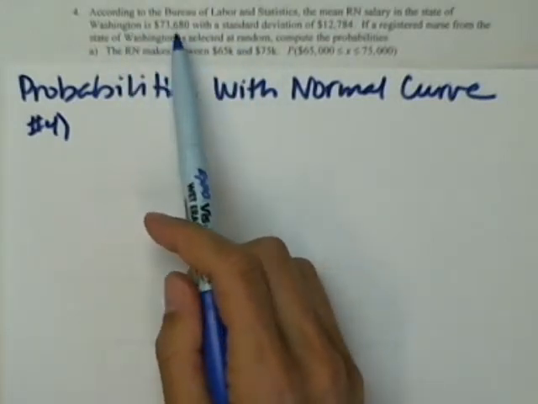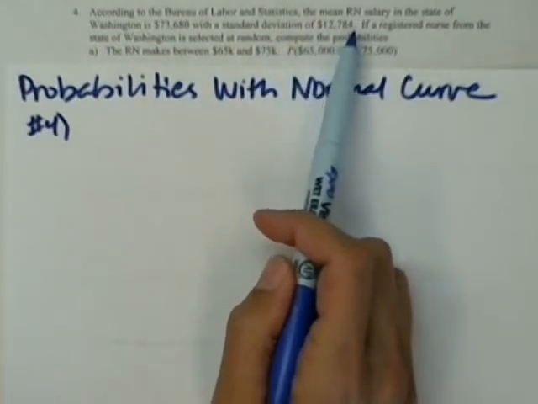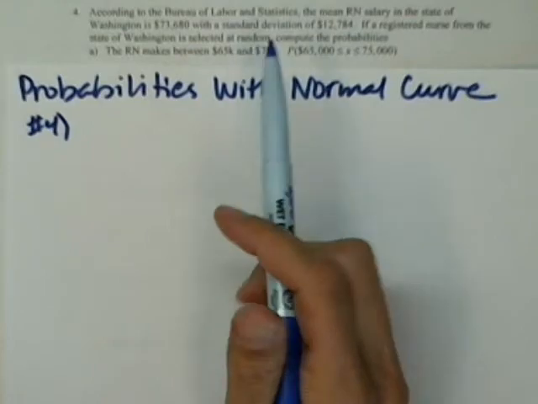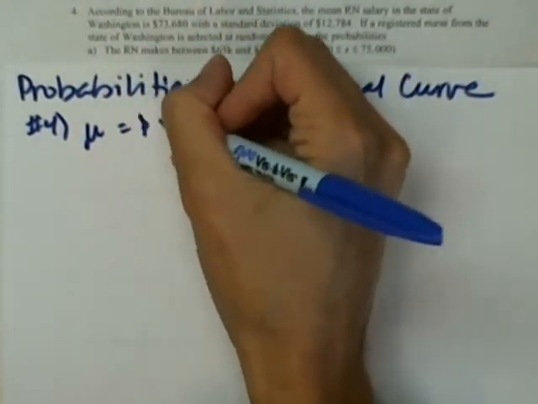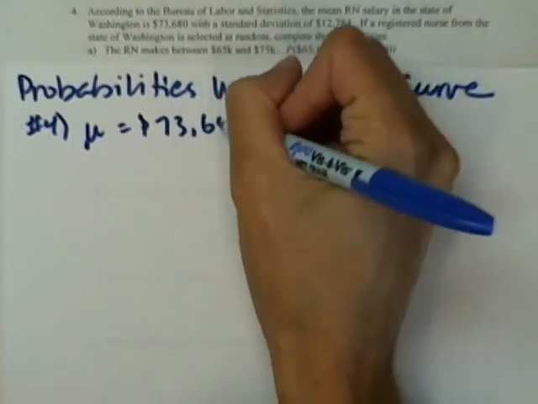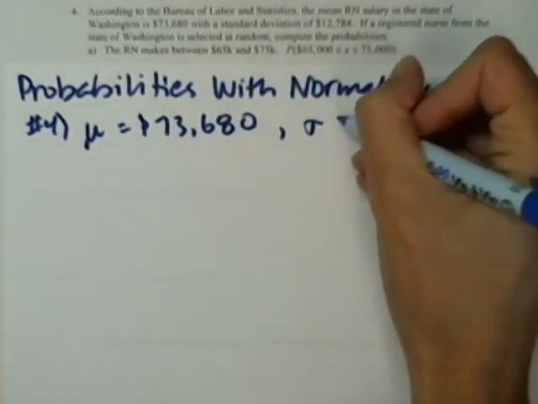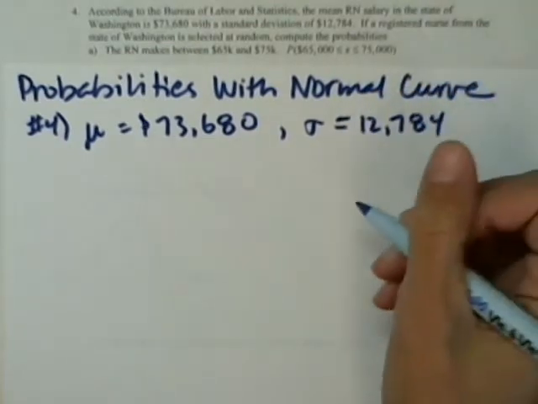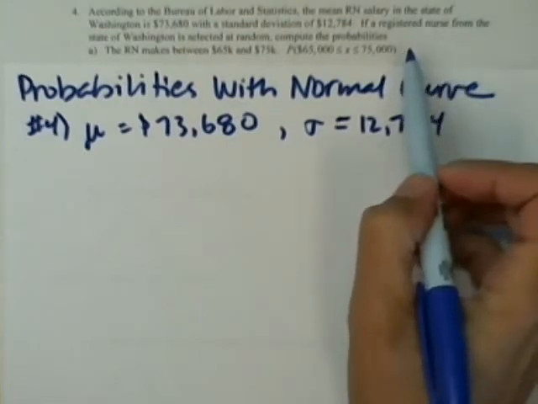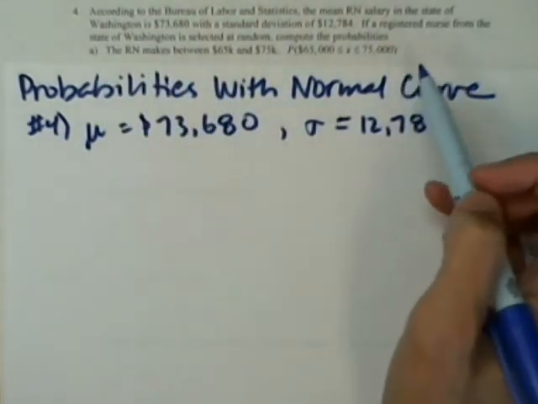It says, according to the Bureau of Labor and Statistics, the mean RN salary, so registered nurse salary, in the state of Washington is $73,000. So let me write this down. The mean is $73,680 with a standard deviation of $12,784.